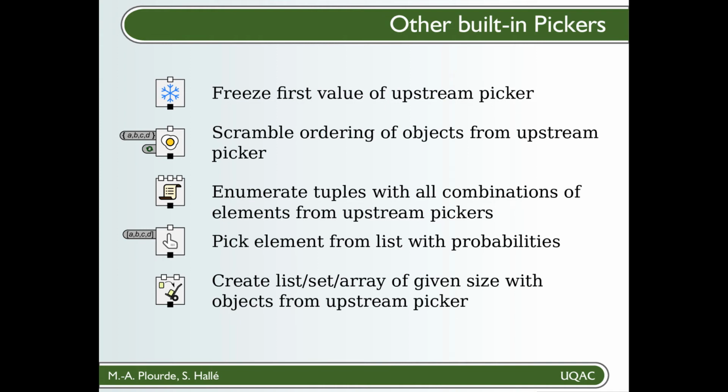Pick list generates a list of elements of type T. The actual elements to be put in the list are provided by another picker, as is the size of the list, which is decided by a call to another picker producing a positive integer. Pick set and pick array do the same for sets and arrays respectively. Pick tree generates a tree by asking upstream pickers to obtain the nodes, deciding on the number of children of each node and the maximum depth of the tree.